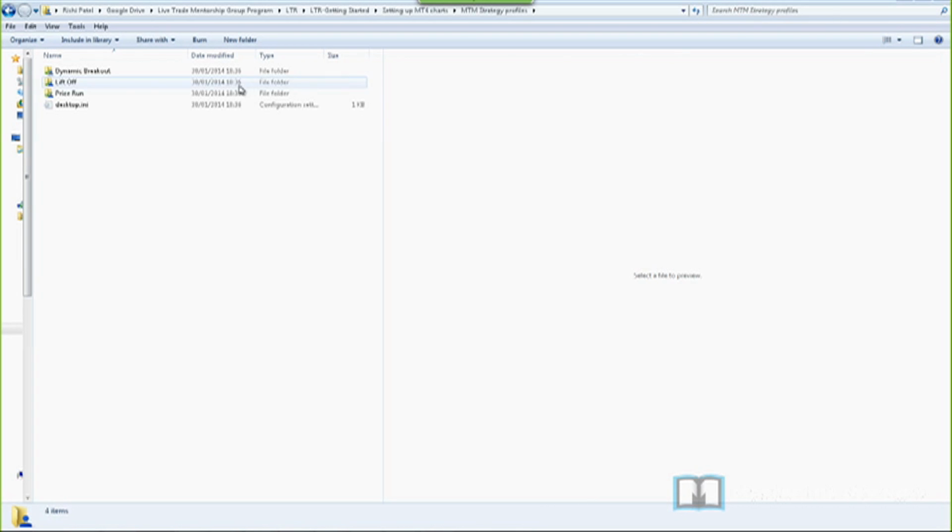Okay, so these are the profile folders. As I said, you need to be able to drop them into your actual MT4 installation. So I'm happy to walk people through that. That's totally not a problem. So that's the strategy profiles.